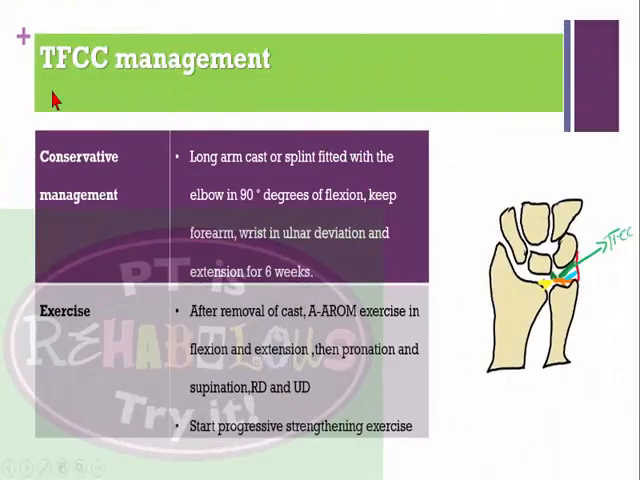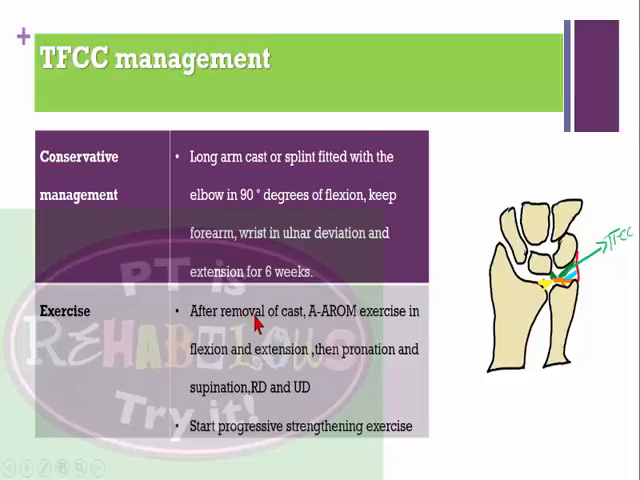Let's learn triangular fibrocartilage complex physiotherapeutic management. First we are going to see conservative management. For conservative management, we can apply a long arm cast or splint that is fitted with the elbow at 90 degree flexion, and we have to keep the forearm especially in 90 degree position, wrist in ulnar deviation and extension for 6 weeks.